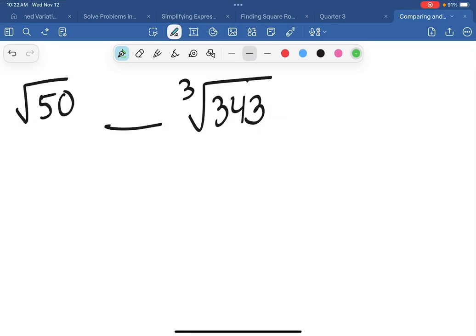Last example for this lesson, we have the square root of 50 and the cube root of 343. Earlier, we already found that the value of the cube root of 343 is 7. So we just need to estimate the square root of 50. So, the square root of 50.